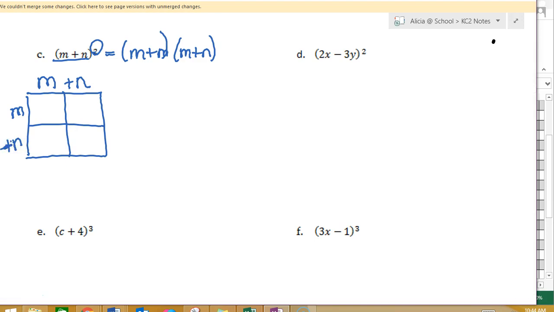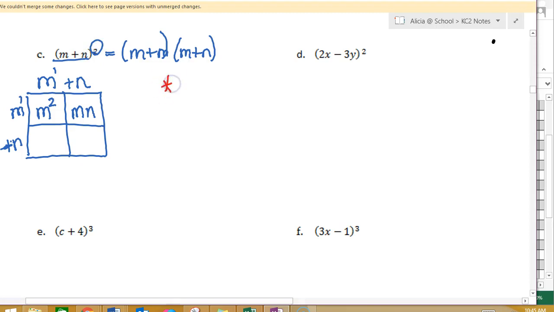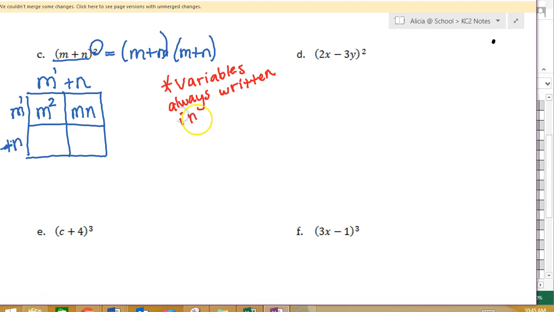And then we multiply. m times m. Each of these had a power of 1, so this is m squared. Now when we multiply m times n, we always write those variables in alphabetical order. So I'm going to go ahead and write it down, make sure you guys remember that: variables are always written in alphabetical order.